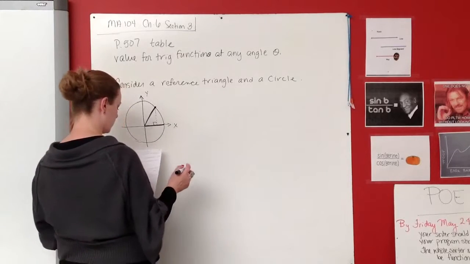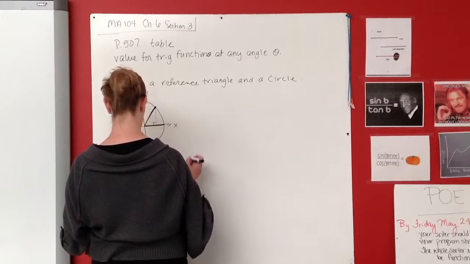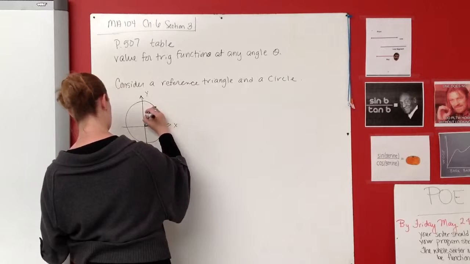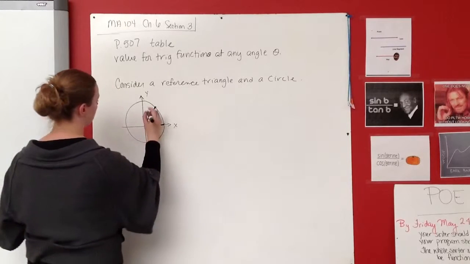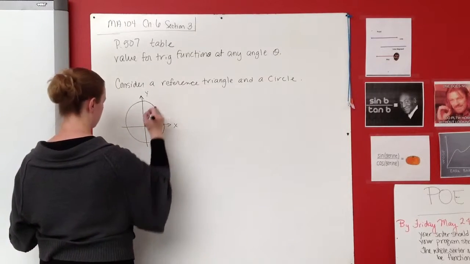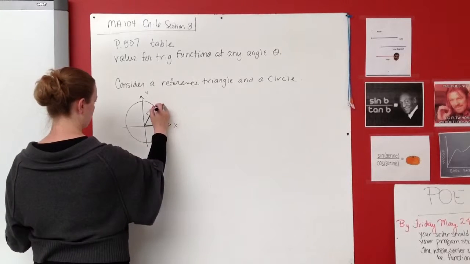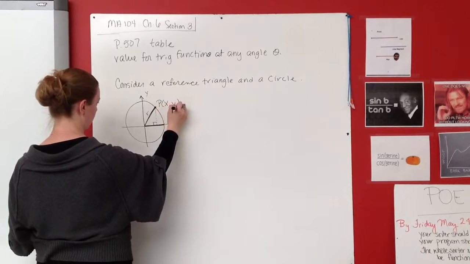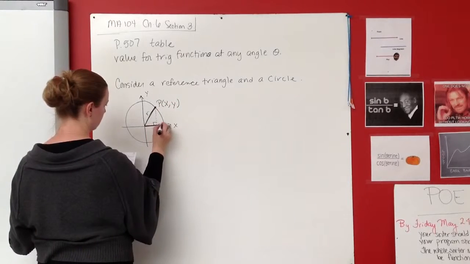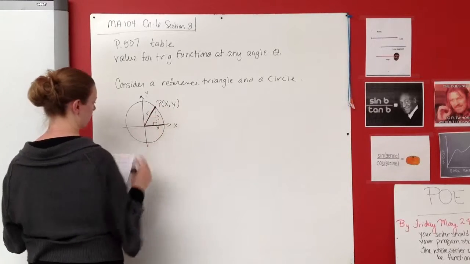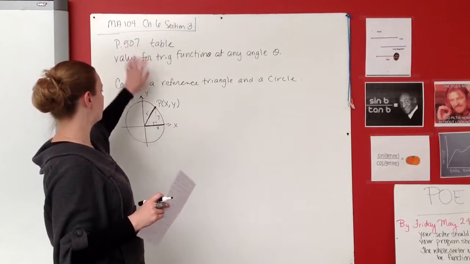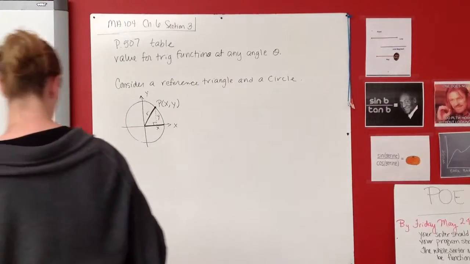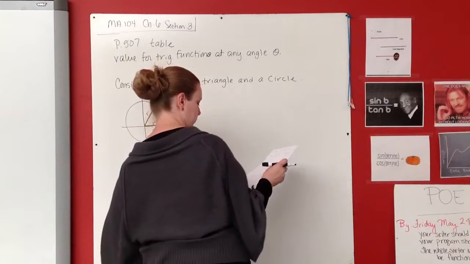Now, what's important to remember is that this terminal side is the hypotenuse of a triangle. We're going to call it r because it's also the radius of a circle. And the point where this terminal side ends has some sort of x coordinate and some sort of y coordinate. So when you look at this table on page 507, that's where all the x's and y's come from. They're coming from the coordinates of a particular terminal side.